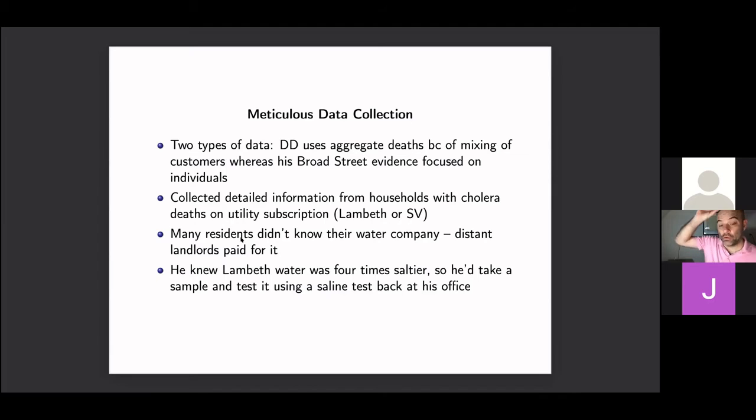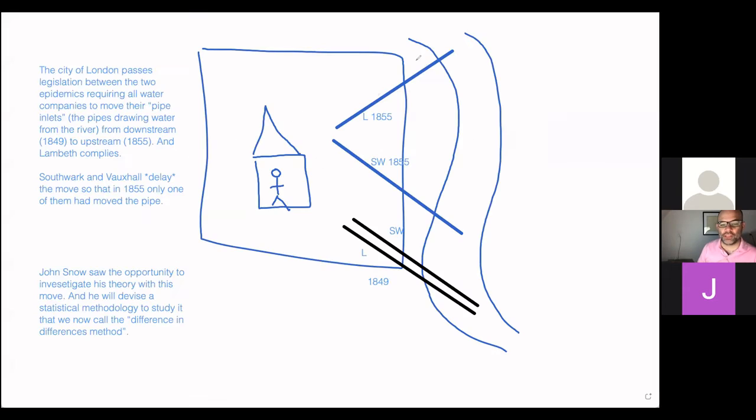Many residents, though, didn't know their water company. They weren't the ones that paid it. Oftentimes they paid their landlord a fee for rent that covered all their utilities, and the landlord would pay the water company. They didn't know the name of them, and the landlord wasn't around for John Snow to interview. So what he did, because he knew the water was coming from different parts, was this: the water was four times saltier upstream than it was downstream. So if he tested the water and it was very salty, he knew it was Lambeth. And if it wasn't, he knew it was Southwark and Vauxhall.